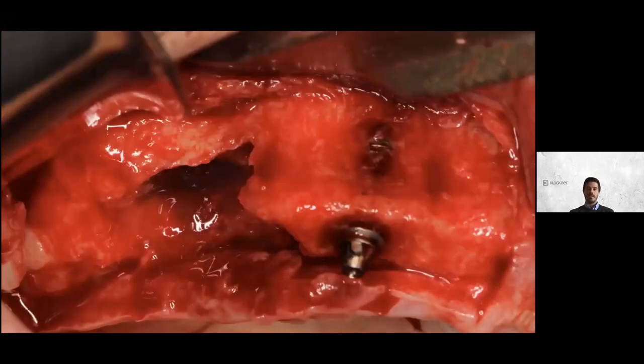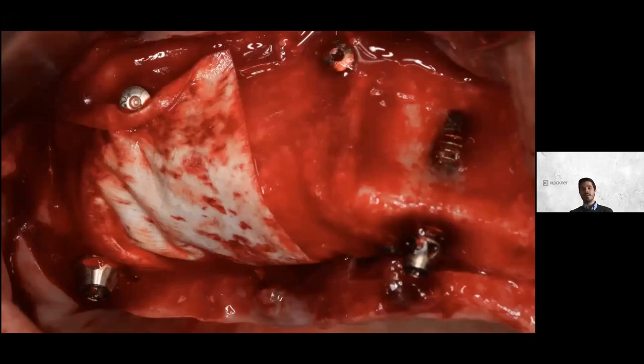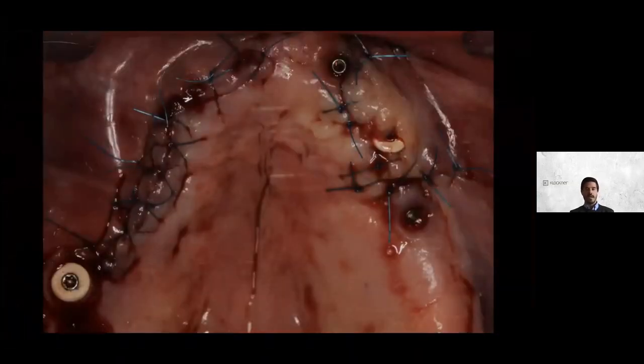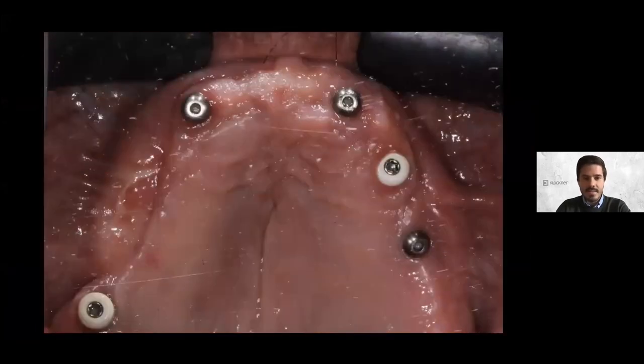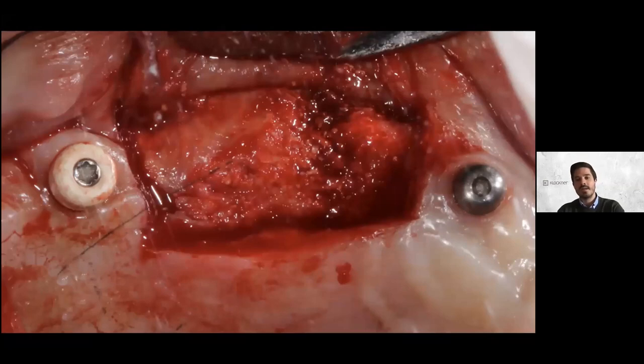This is how we treat it, by means of the combination of autologous bone, xenograft, and slow resorbable membranes, stabilized by means of pins. I place one pin here, another here, and two on the palatal side. This is how we end the surgery, and this is 6 months later. You see the volume that we have gained in this case. And this is how it looks after 6 months after the surgery.